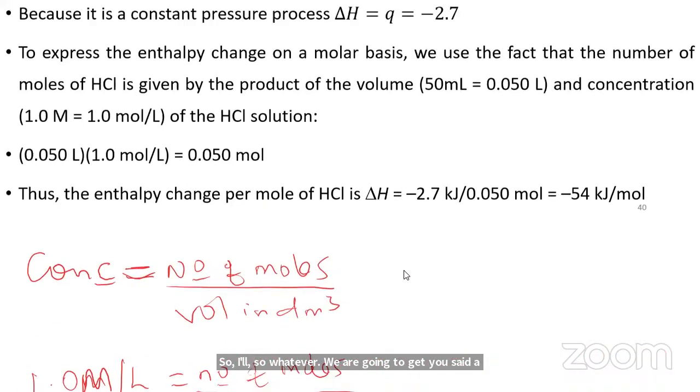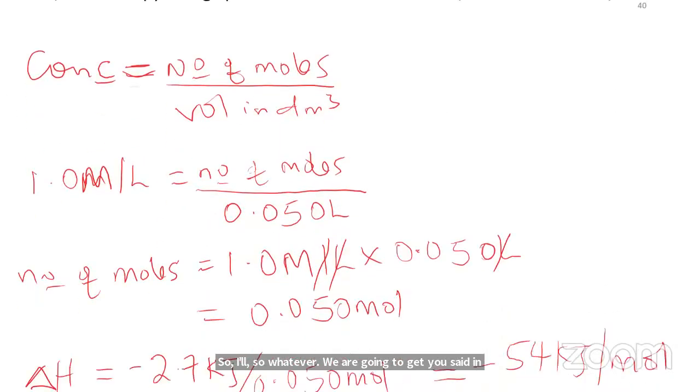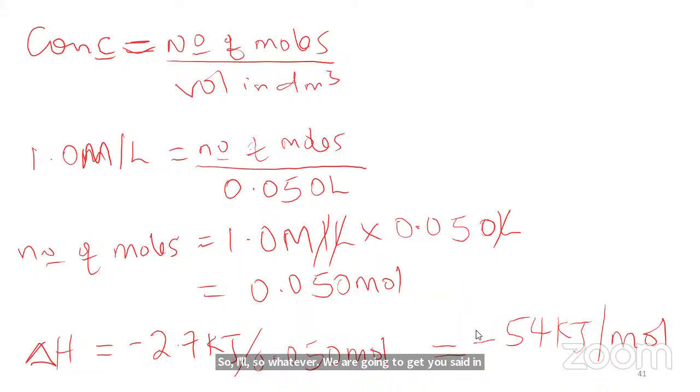So our delta H, from what I did here, is now going to be minus 2.7 kilojoule, which is the answer we got, divided by your 0.05 mole. And that will give you minus 54 kilojoule per mole. So our delta H, the final answer to our question, is actually minus 54 kilojoule per mole.